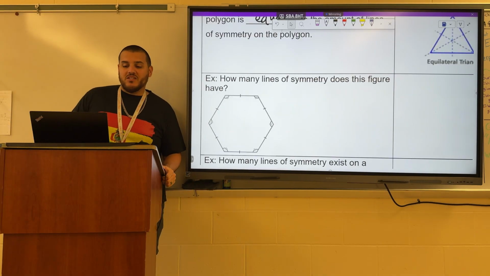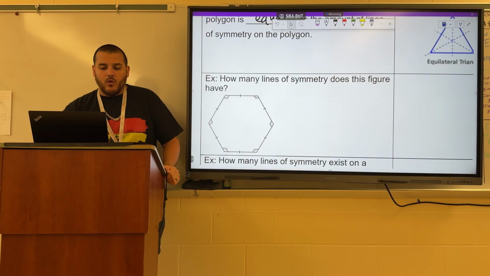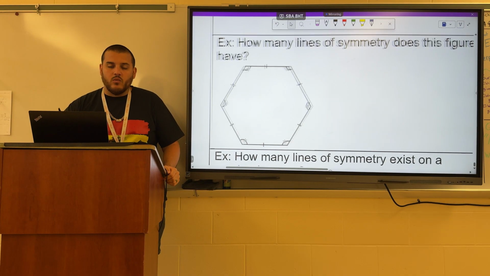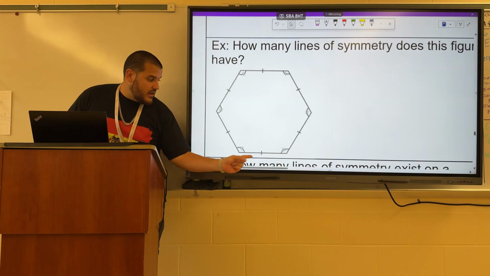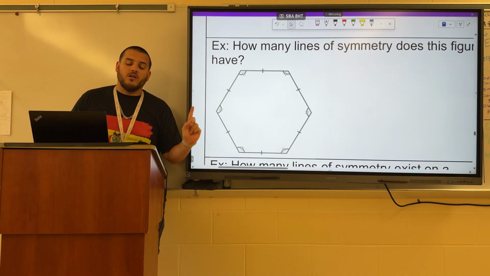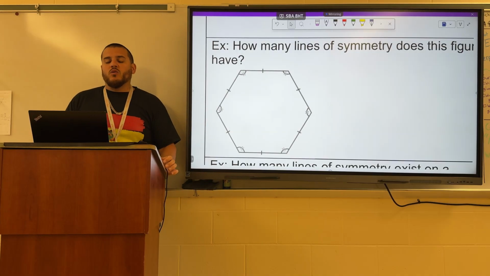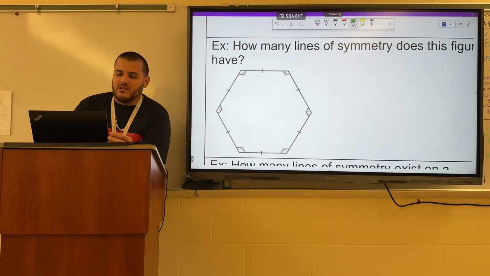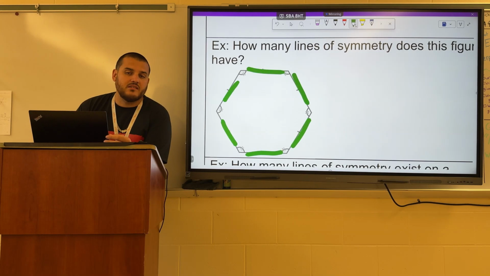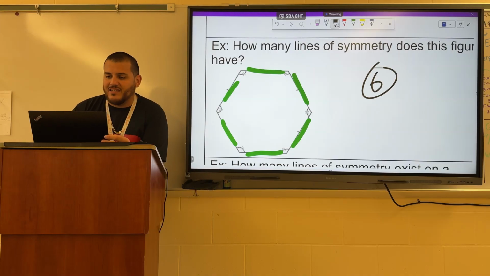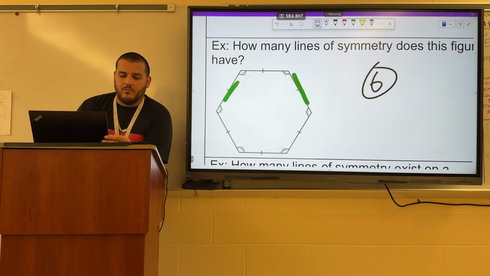That fact will help us to answer questions like this. When we're asked how many lines of symmetry a figure has, we need to recognize this as a regular polygon. We can see all the angles have the same amount of arcs. They're congruent. All the sides have the same amount of dashes. They're congruent. That makes this a regular polygon. Once we know it's a regular polygon, all we need to do is count the number of sides. I got 1, 2, 3, 4, 5, 6 sides. Therefore, it will have 6 lines of symmetry.